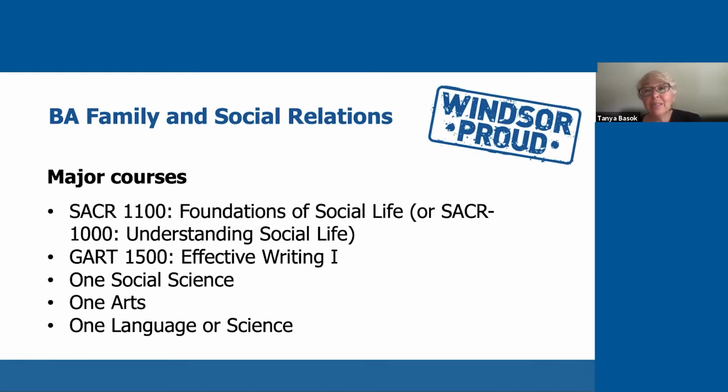Now, I suggest that you register for SACRE 1100 as soon as possible because that course fills up. This course is required for sociology, criminology, family and social relations students, but also students in other faculties. For instance, students who take environmental studies are also required to take this course. So it fills up. What happens if it's already full and you can't get into it?